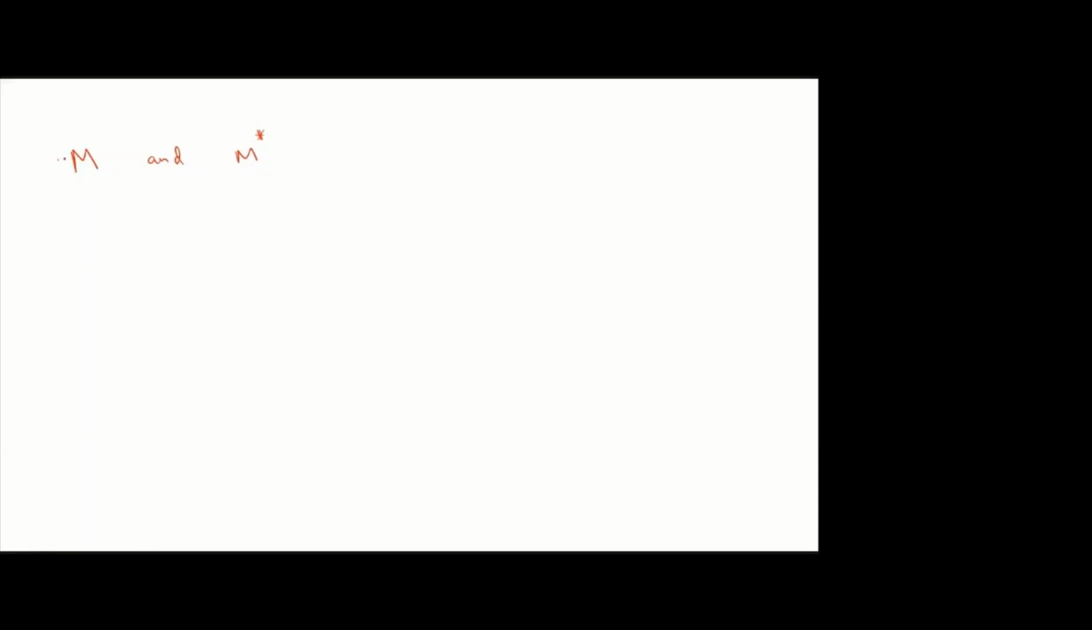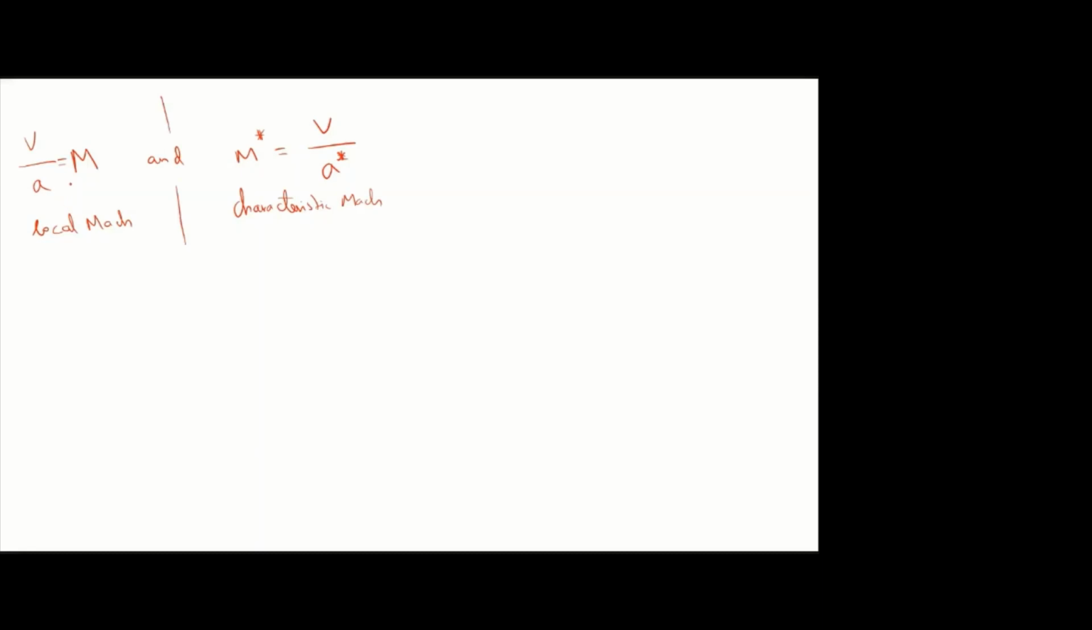So this M is the local Mach number, velocity by speed of sound. This M star is the characteristic Mach number. Here the definition is V by A star.